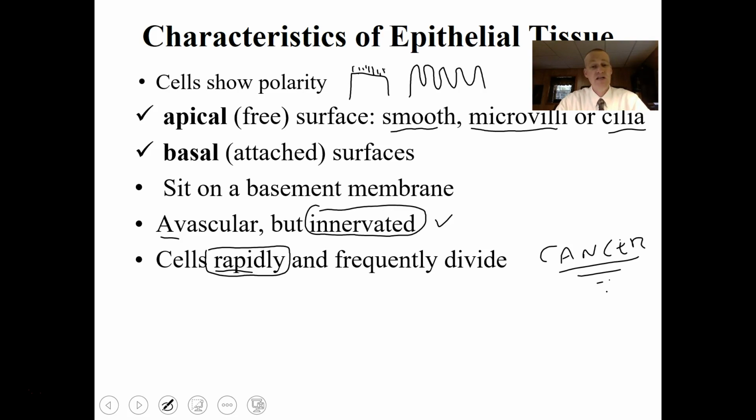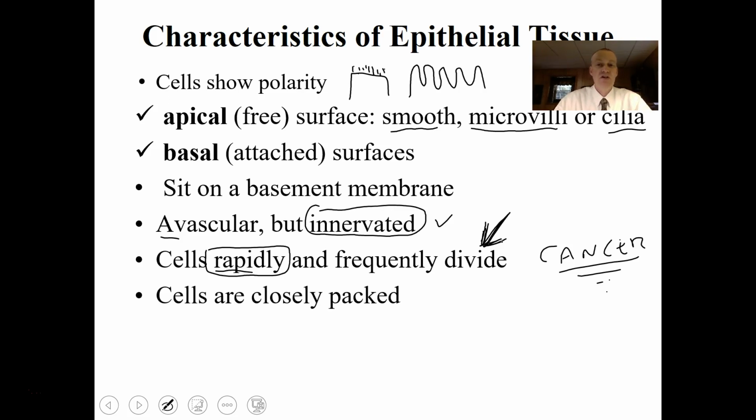And you might ask yourself, well, why? Well, one reason that more cancers are more likely to come from epithelial tissue is because they rapidly divide. But another reason is that they're exposed to the environment. Okay, your skin's exposed to ultraviolet radiation. Your large intestine or small intestine, those are exposed to things that we eat in the environment. So they're more likely to be exposed to carcinogens that are in the environment.